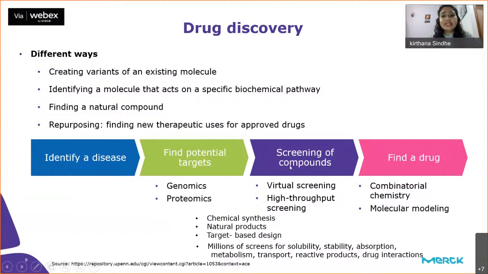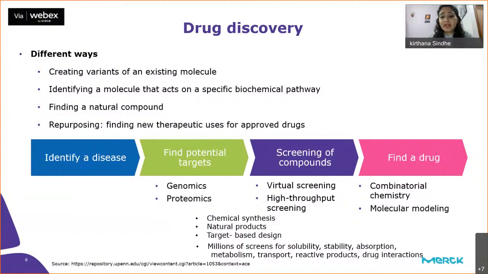You might have already synthesized certain compounds based on the disease and the targets which you have identified. There are different ways of actually bringing out those new compounds. It could be through chemical synthesis, or natural products you extract from natural sources. There's also target-based design. That is, you already know a target, so you're going to fit the molecule onto the target.